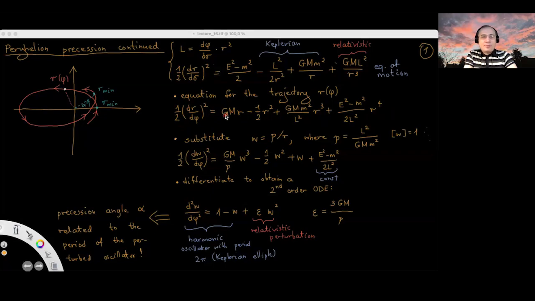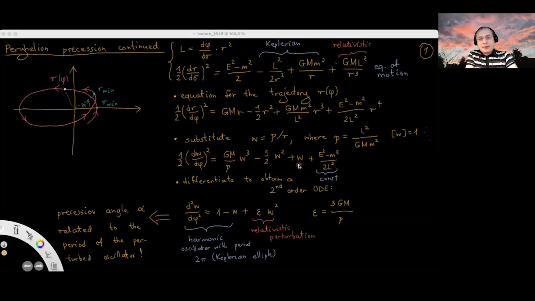And now the next step is not so obvious, but it's known already from the Keplerian problem that the substitution of W equal to 1 over R times an appropriately scaled variable, where P is a parameter of dimension length made of angular momentum and other constants of motion. Well, if you perform this substitution, the variable we are using here is dimensionless, and for this dimensionless variable, we get this equation over here. Again, the square of the derivative is supposed to be equal to a polynomial, but this time of order 3, and there's a constant term in the end. So again, this equation has the form of an equation for a particle in a one-dimensional potential, where W is the dimensionless position.